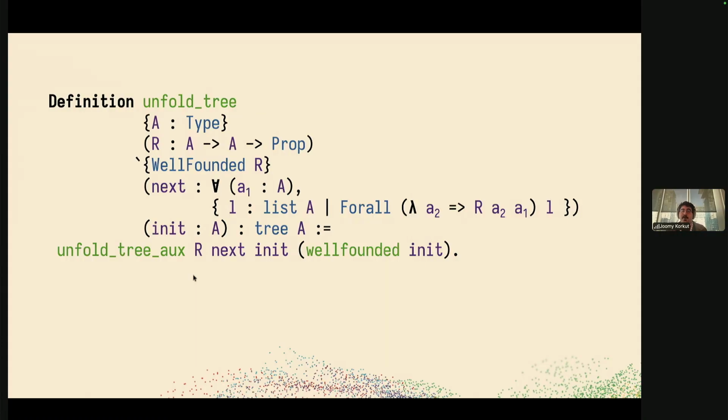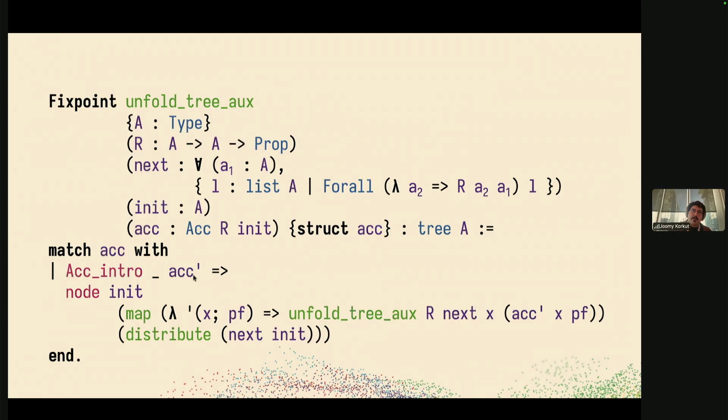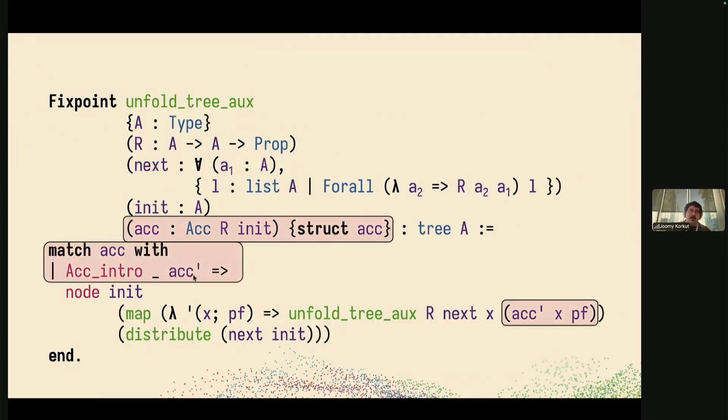We will use it by breaking our unfold function in half into an entry point function and an auxiliary function. So here we have the entry point function that requires the relation R to be well-founded, and then uses that well-foundedness to generate an accessibility proof. We also have an auxiliary function that takes that accessibility proof and uses it to perform recursion.